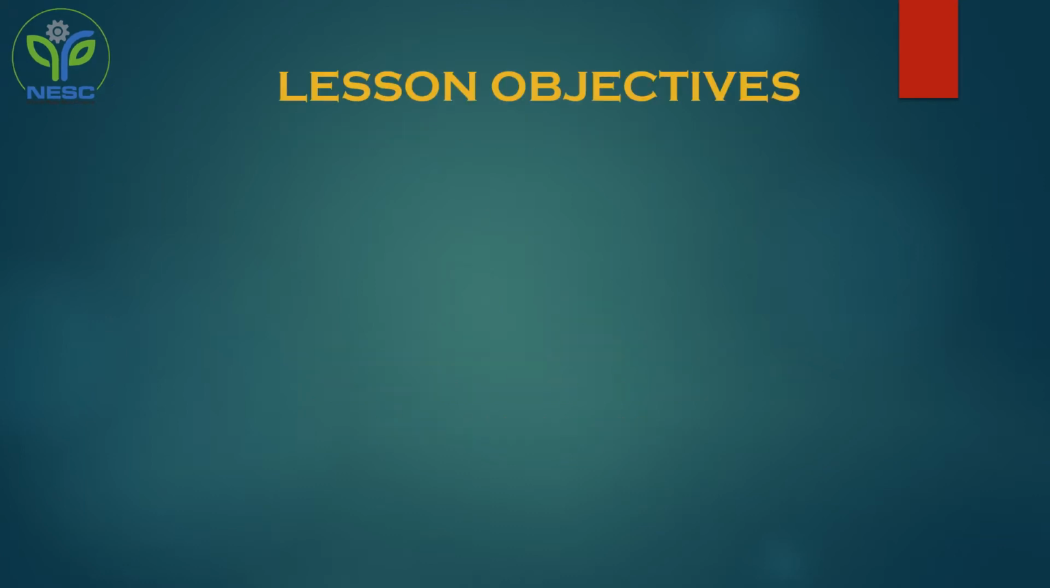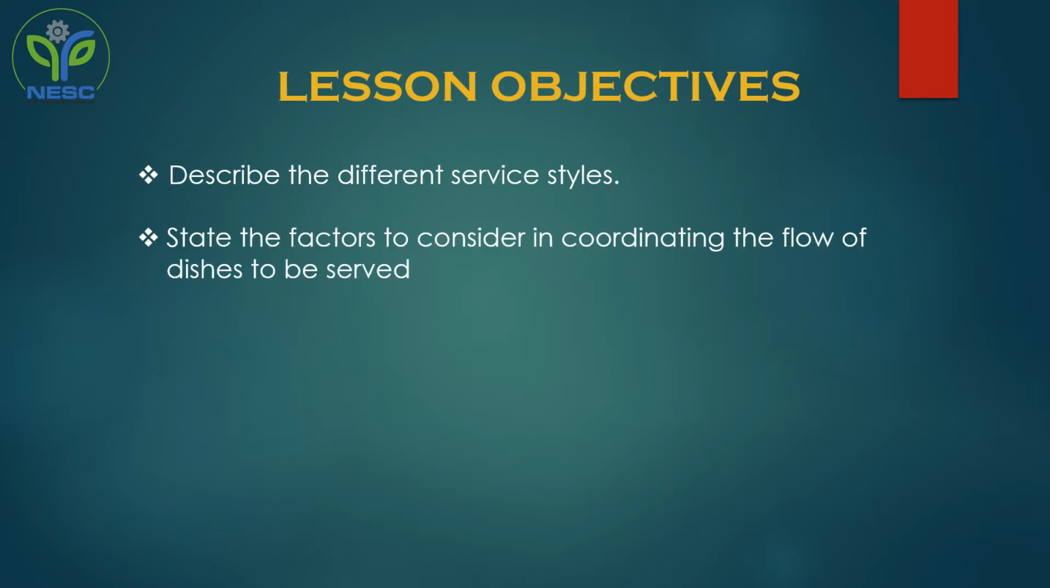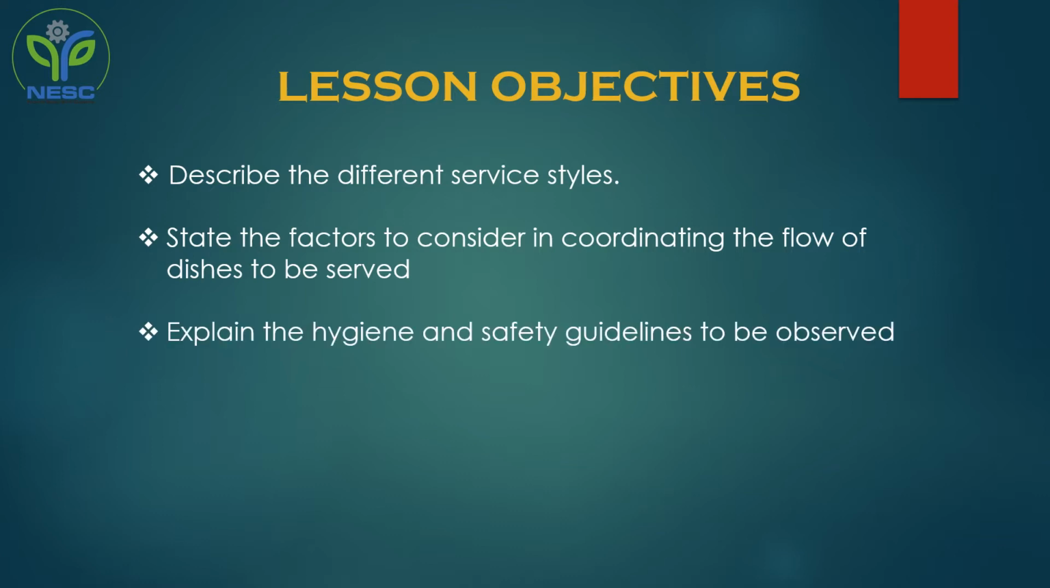Before we start with today's topic, let me bring your attention to the lesson objectives. The first one, describe the various service styles. We will learn about various service styles used in hotels and restaurants. Second, state the factors to consider in coordinating the flow of dishes to be served. Here we will go through some of the factors to consider while sequencing service. Third, explain the hygiene and safety guidelines to be observed. Here we will learn about some of the hygiene and safety guidelines to be followed while serving food orders.